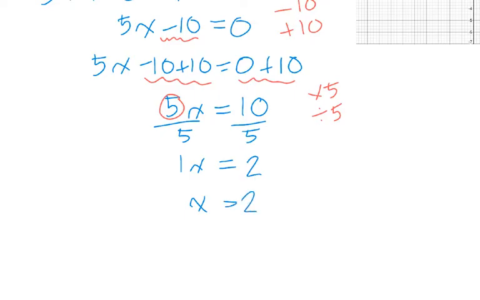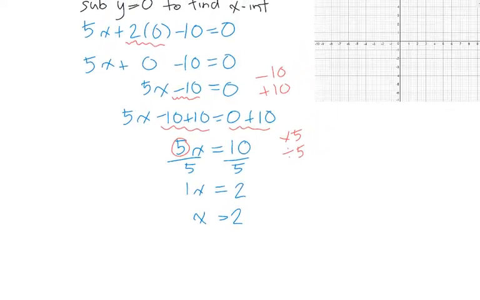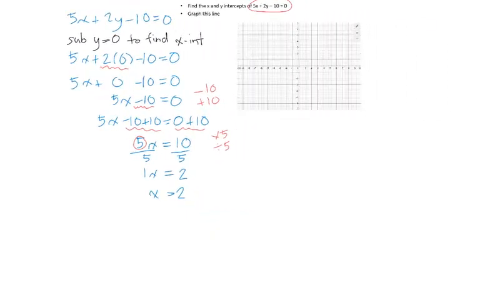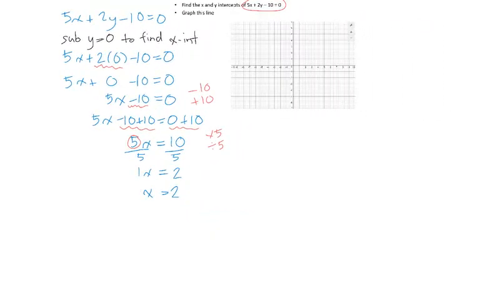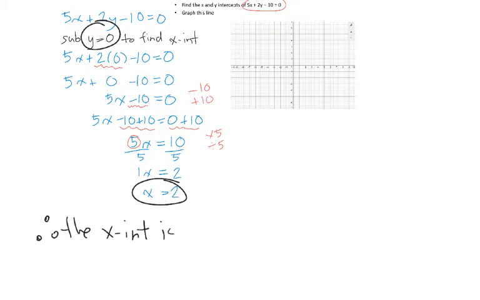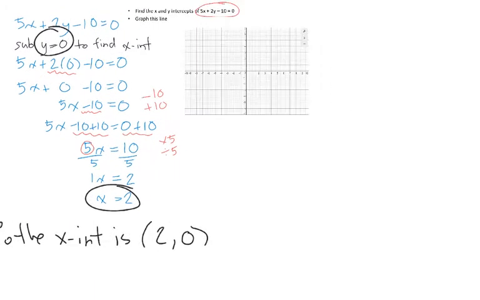I'm going to write a concluding sentence with the information I've just figured out. So, y is equal to 0, x is equal to 2. I'm going to write, therefore, the x-intercept is (2, 0). I'm going to do the exact same steps to figure out the y-intercept over on the side.